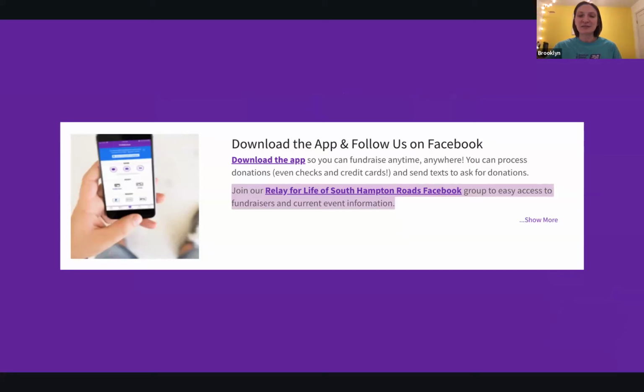We added the Join Relay for Life of Southampton Roads Facebook group for easy access to fundraisers and current event information. And the URL was embedded in there so that when anyone clicks it, it automatically brings them to Facebook and to that Facebook group. So that is an easy way to get more people to join our Facebook group. If they're already on our website, they're likely going to join our group if they're interested in updates.